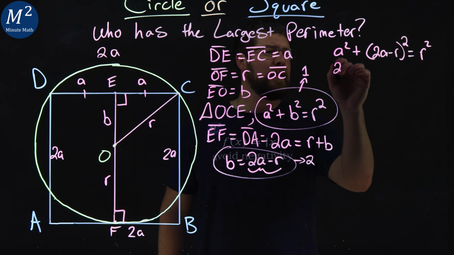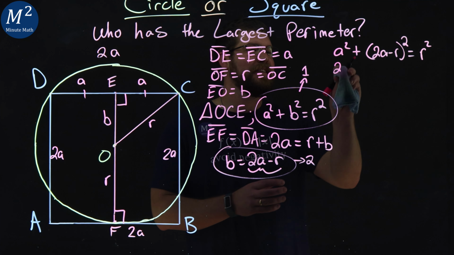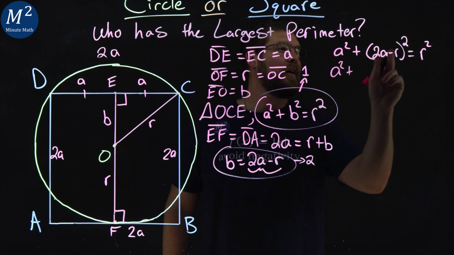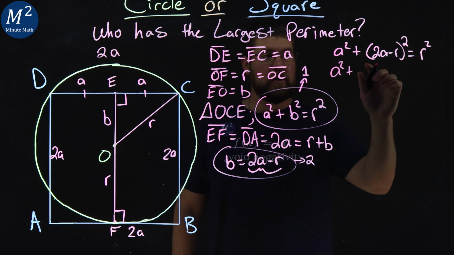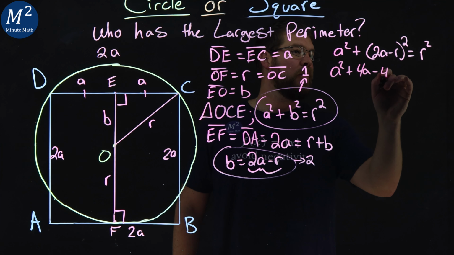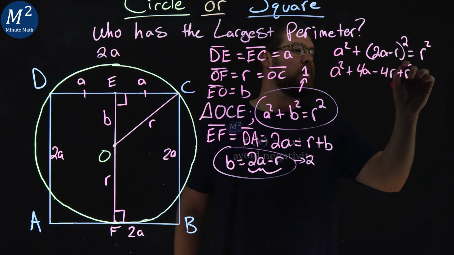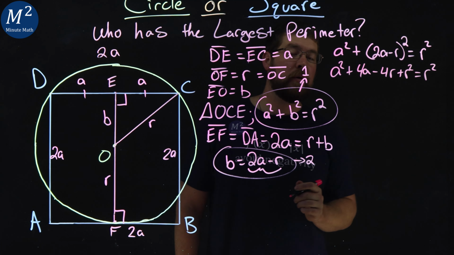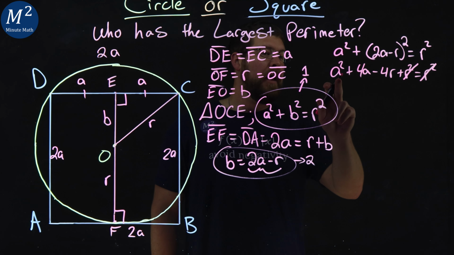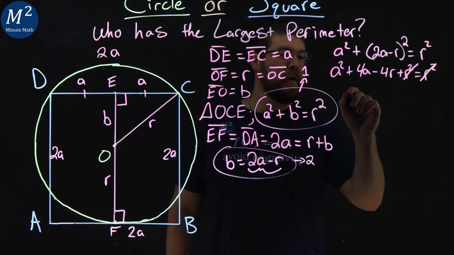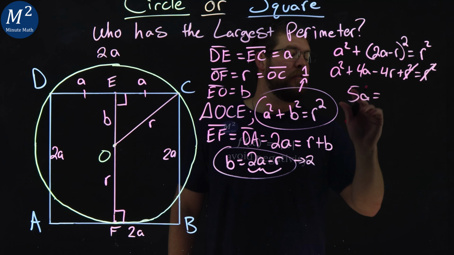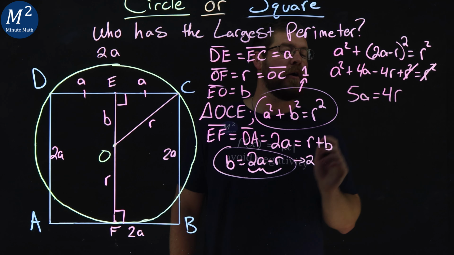So we have a squared here, plus squaring out 2a minus r gives us 4a squared minus 4ar plus r squared, which is equal to r squared. Luckily for us, the r squareds cancel. a squared plus 4a squared gives me 5a squared. We add 4ar to both sides, and 5a squared equals 4ar.